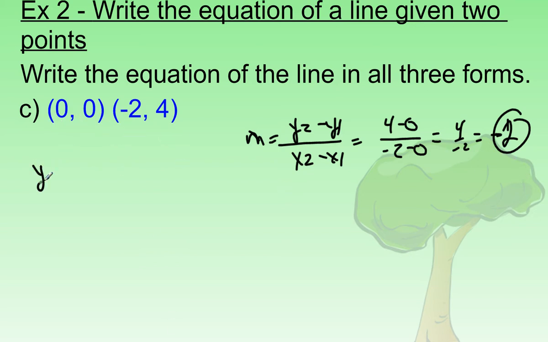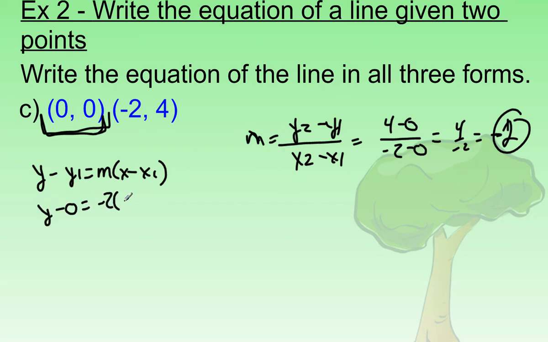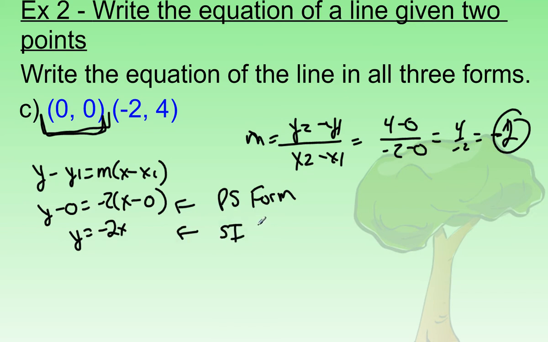Into point-slope form, y minus y1 equals m, x minus x1. I'm going to use this point because not only are they both positive, but they're both 0, and I think that's going to make my life quite easy. So y minus 0 equals negative 2, x minus 0. This is point-slope form. If I simplify and pretty this up, we end up with just y equals negative 2x, which is slope-intercept form.